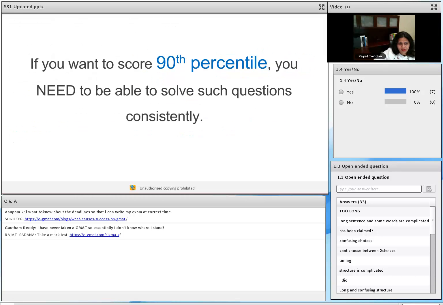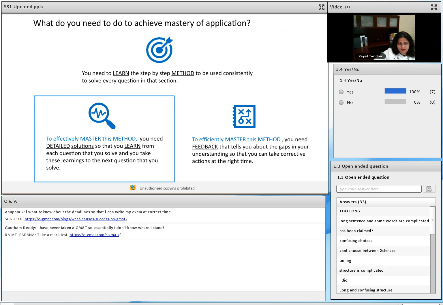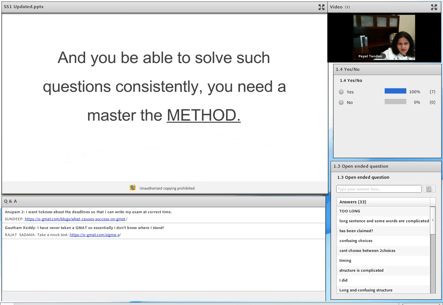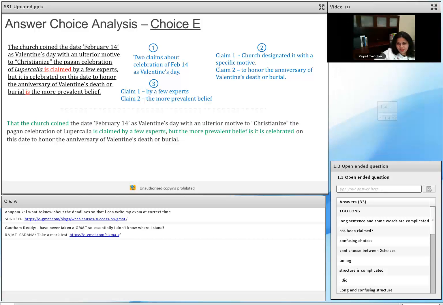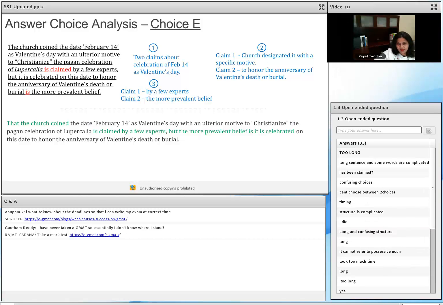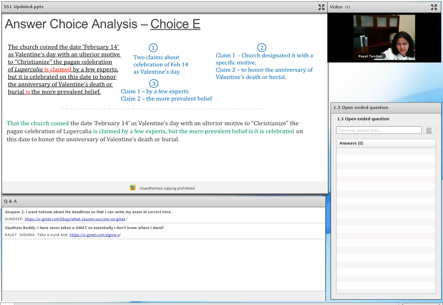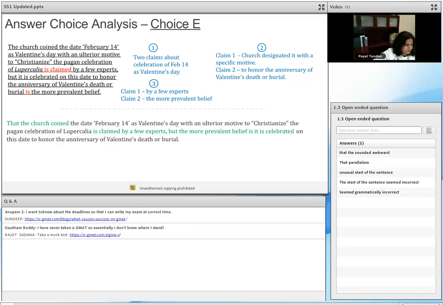Okay, now let me talk about choice E once more here. Why did you reject choice E? For those of you who selected choice C, D or B, why did you reject choice E? That sounded awkward. Okay. Seemed grammatically incorrect, didn't read them all, that parallelism.